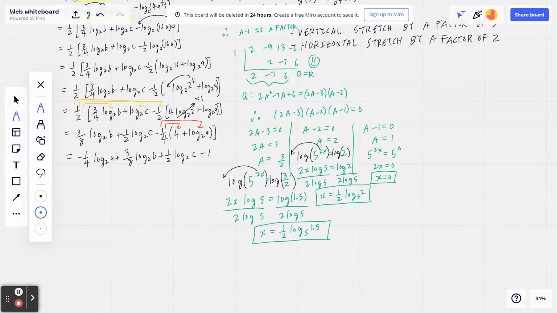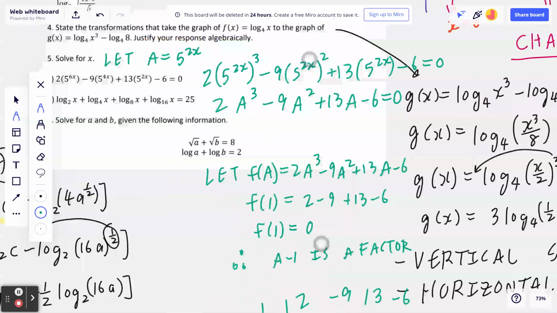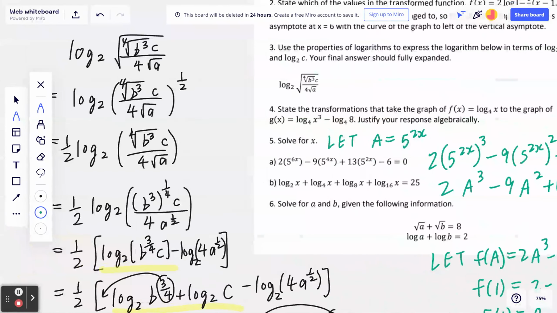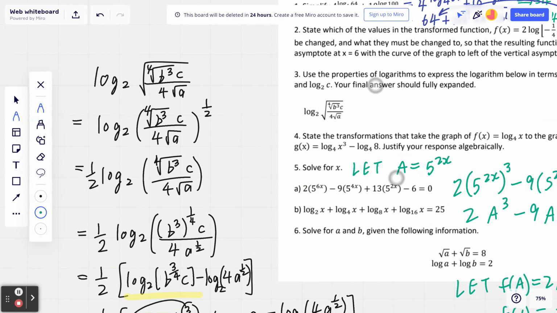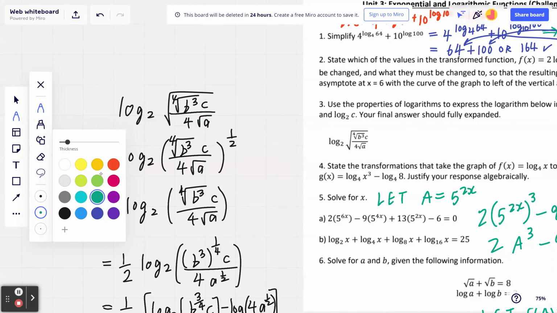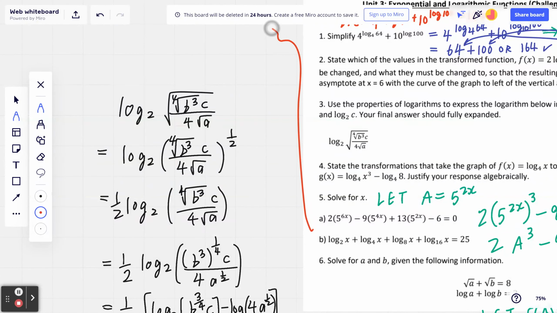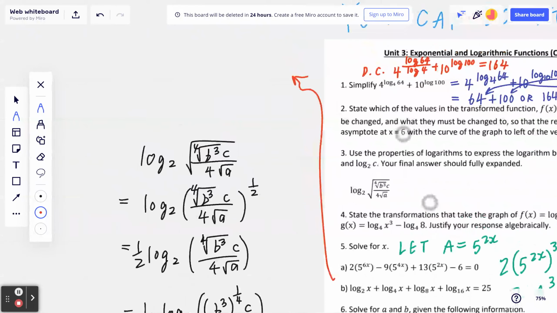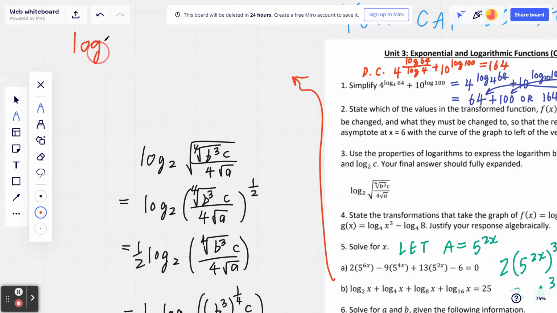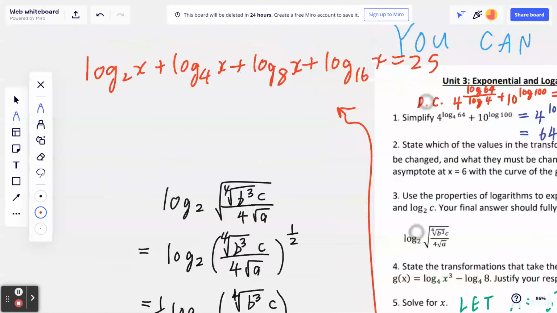All right. We are making progress. Where are we? Back to 5B. Now, 5B, again, I'm going to grab this and bring you to this other space right there. Log base 2 of x. What's the next one? Log base 4 of x. Log base 8 of x. Log base 16 of x equal to 25. Okay, no problem. Let's do it.